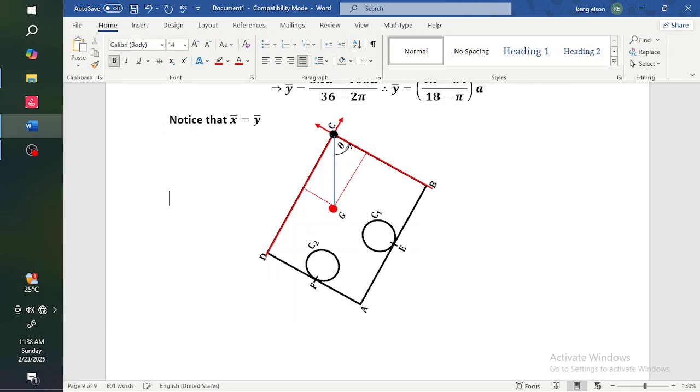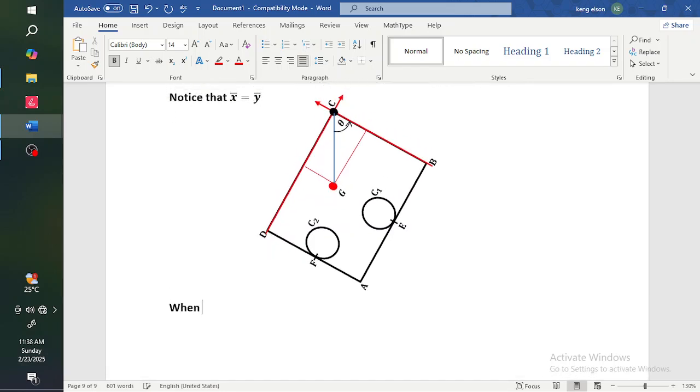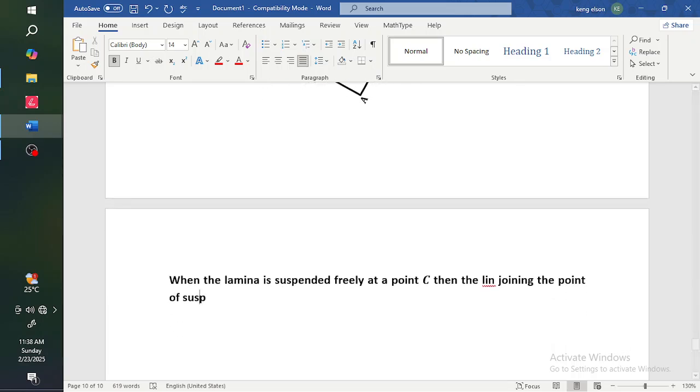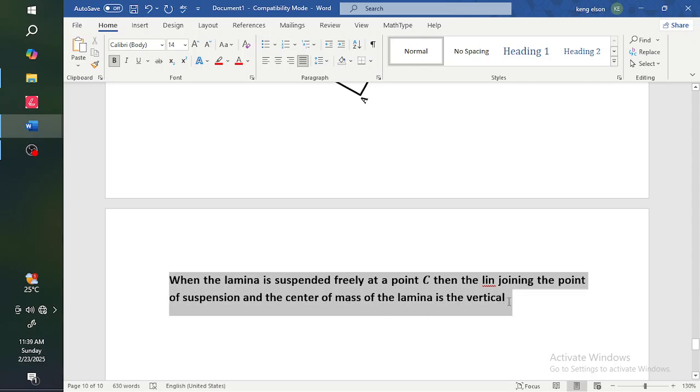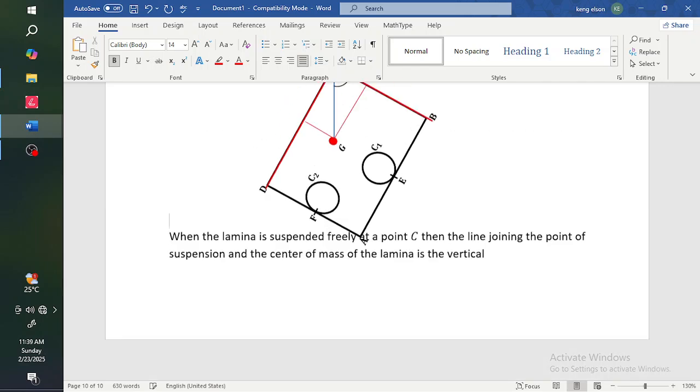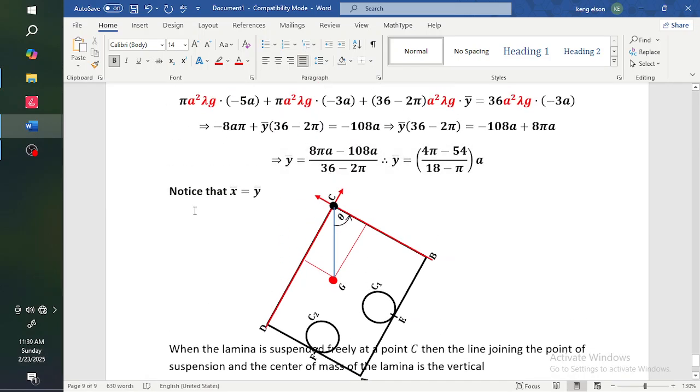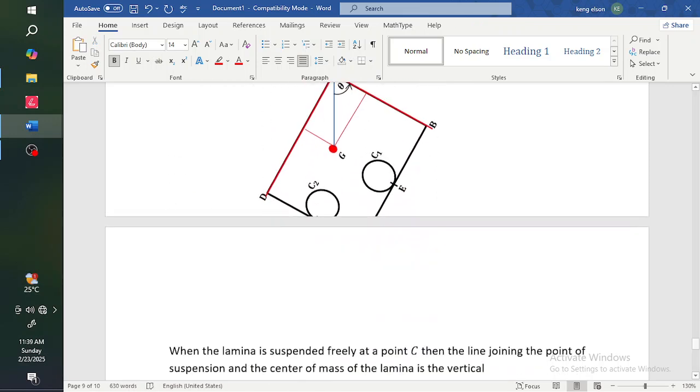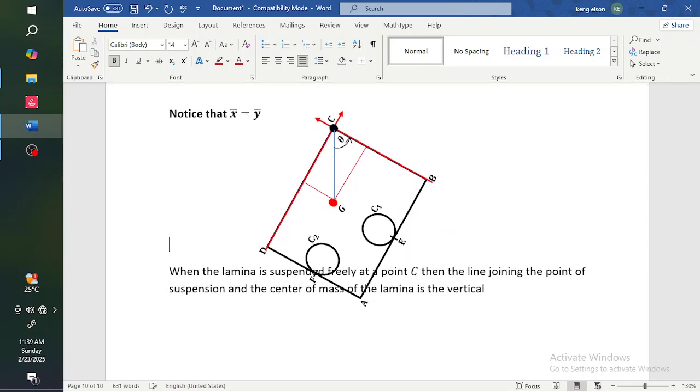Let me first of all write down some things so that you can try to copy. When the lamina is suspended freely at a point, let's say C, then the line joining the point of suspension and the center of mass of the lamina is the vertical. Very important. Is a vertical. Okay, so with that said, let me just move everything downwards to the next page so we don't have to be moving up and down. Like we said, here is a little hint.